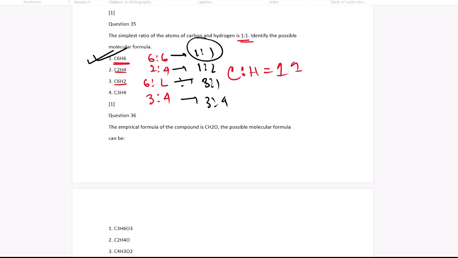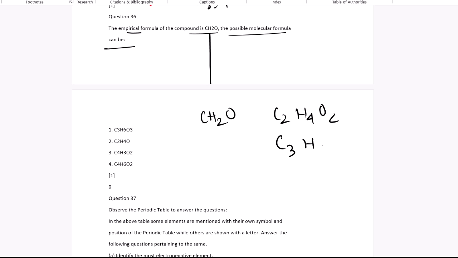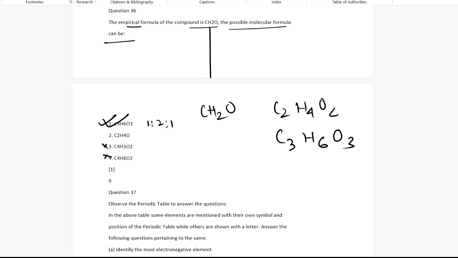The empirical formula of a compound is CH2O, the possible molecular formula can be an integral multiple of CH2O. If we multiply that with 2, then we will get C2H4O2, with 3, C3H6O3. C2H4O, C4H3O2 are incorrect ones. The correct one is C3H6O3. Here the ratio is 1:2:1.